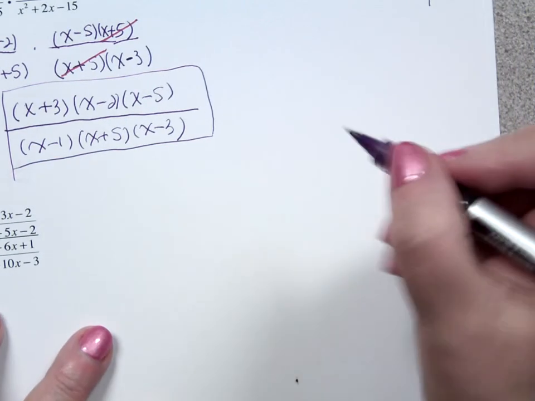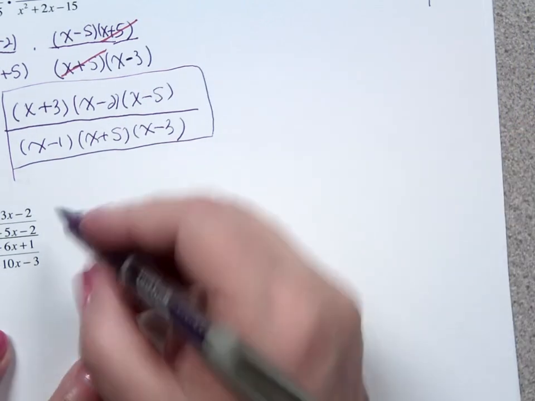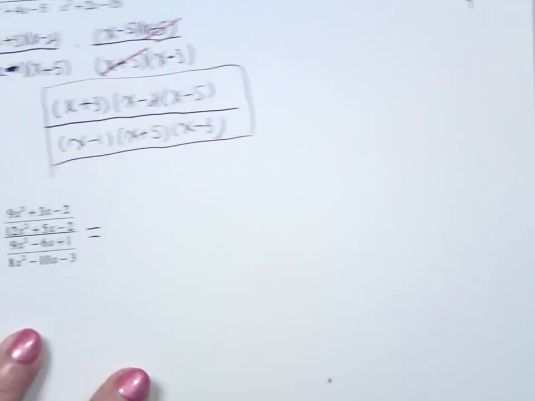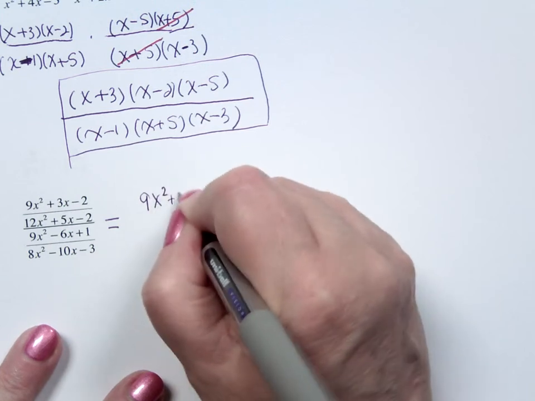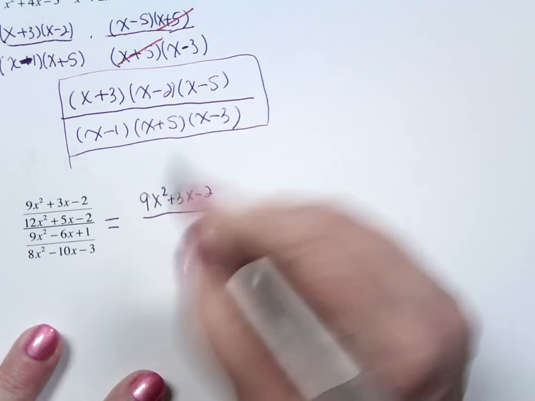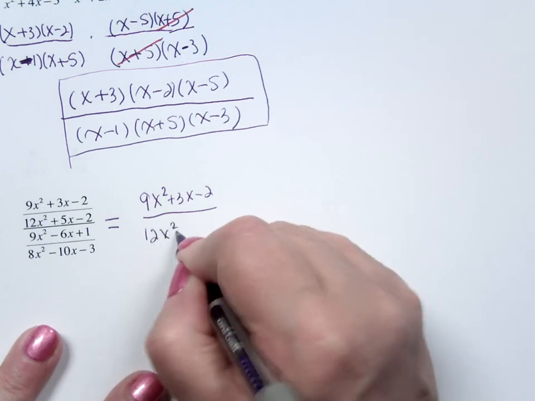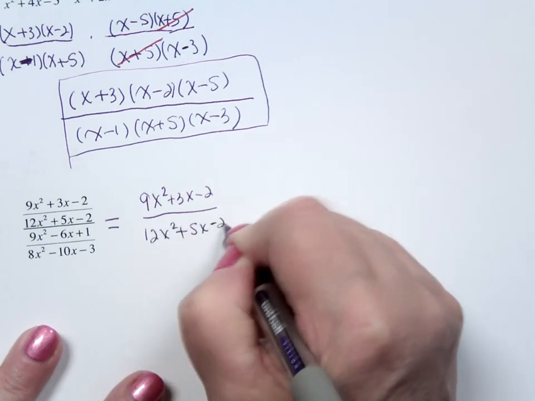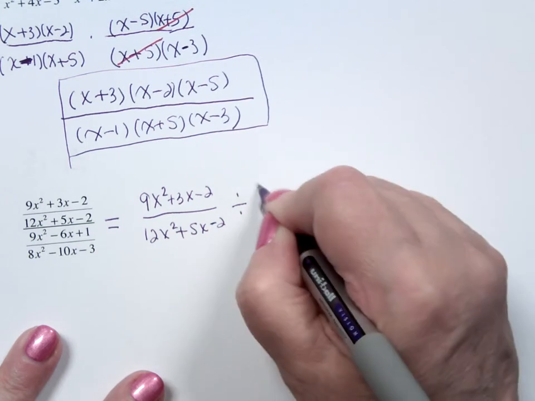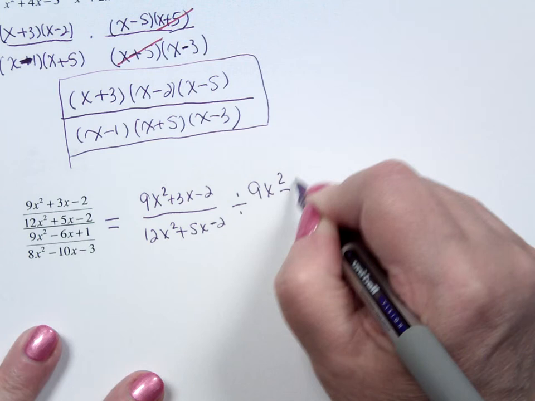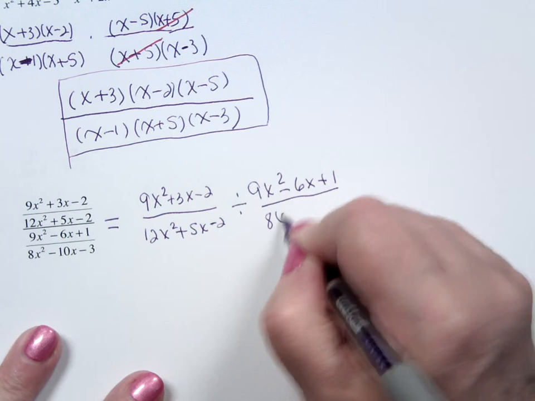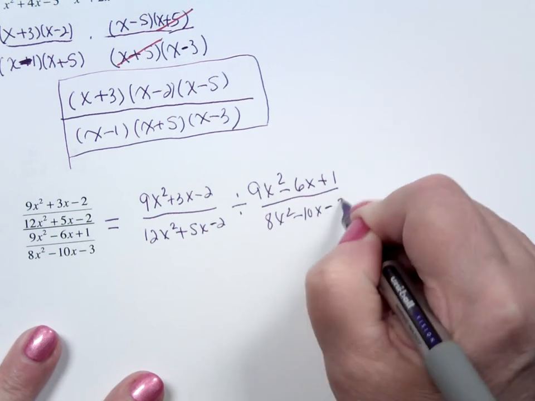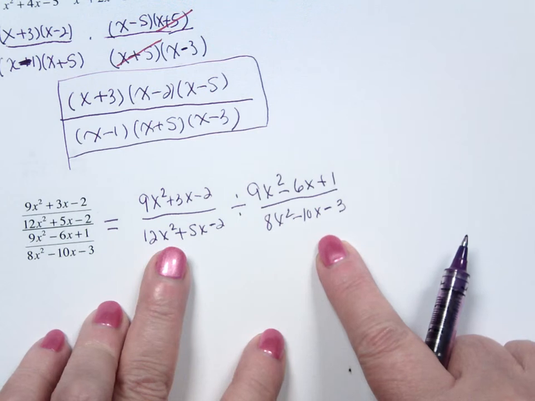Now here's a division. If you remember, dividing is essentially the same thing as saying: take 9x squared plus 3x minus 2 divided by 12x squared plus 5x minus 2, and divide that by the denominator, which is 9x squared. This is a complex fraction: 6x plus 1 over 8x squared minus 10x minus 3. That's essentially what it's saying.